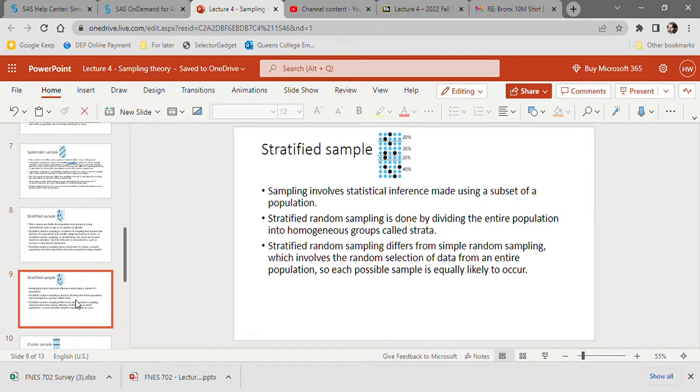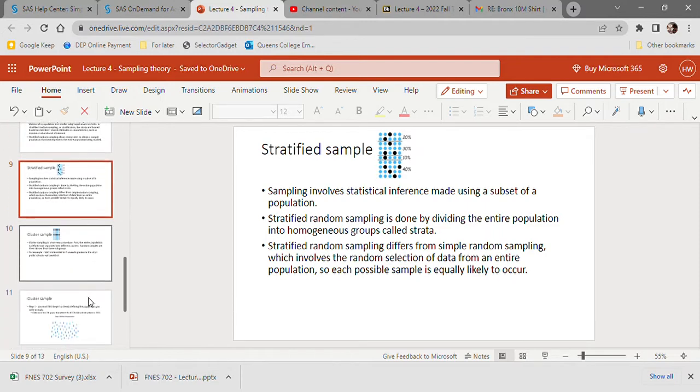The last bullet point here: stratified random sampling differs from simple random sampling, which involves random selection of data from the entire population, right? So in simple random sampling, everybody is in there. Everybody has an equal chance. Stratified means that we have a subgroup that we're then pulling from. So I hope that is clear.